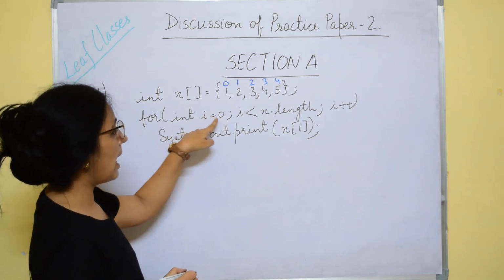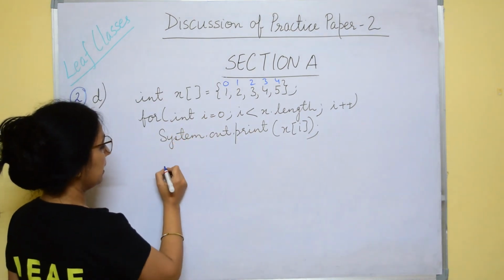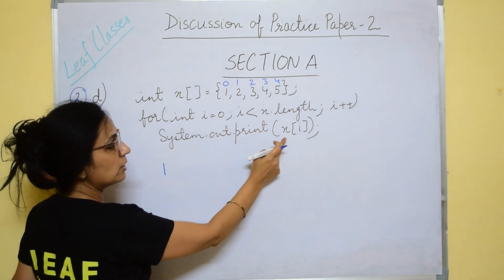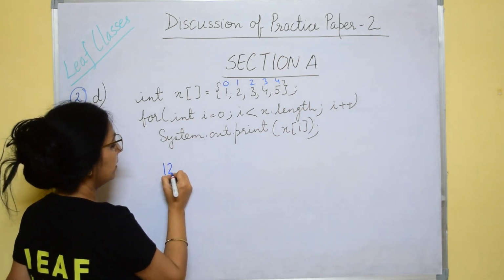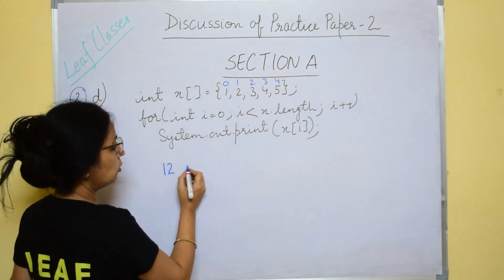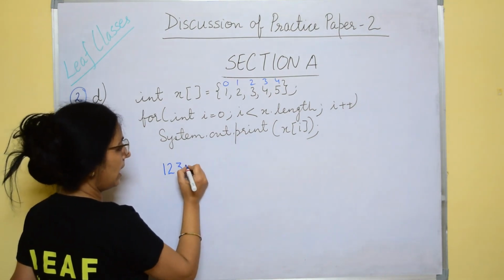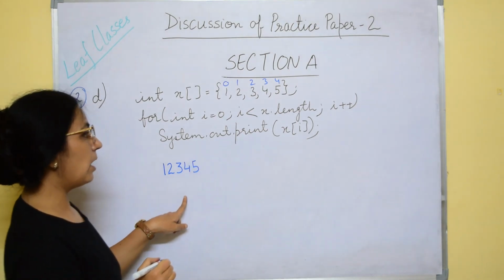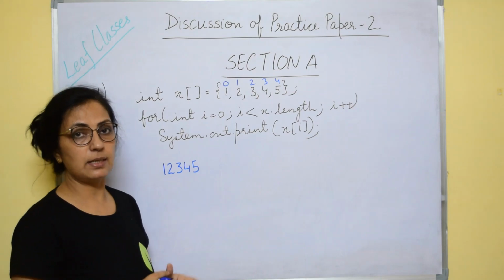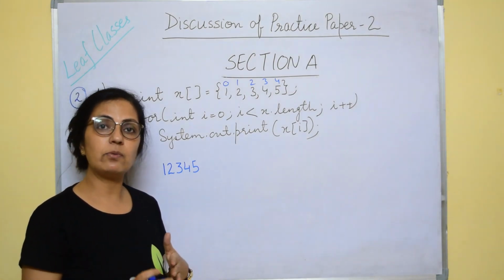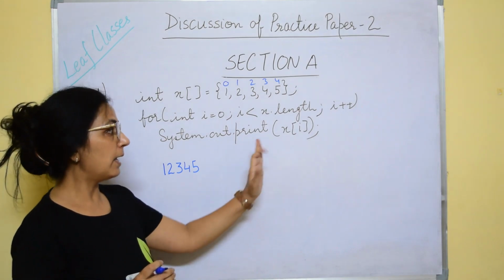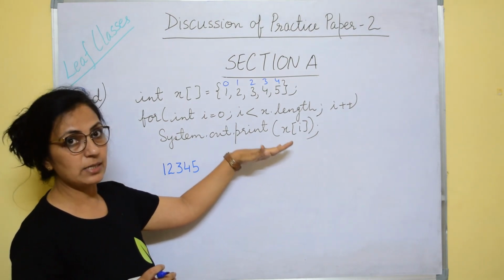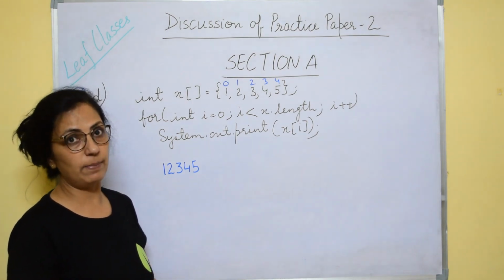So here when i is 0, x0 is printed, that is 1 is printed, then i will become 1, the condition is still true, x1 will be printed, that is 2, x2 is 3, x3 is 4 and x4 is 5. So this will be the output because here the print statement is written. Please understand the difference between print and println. If here in place of print it is println, then the output will be on different lines, 1, 2, 3, 4, 5, like that it will be given.